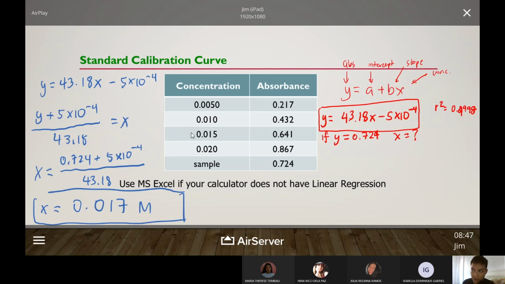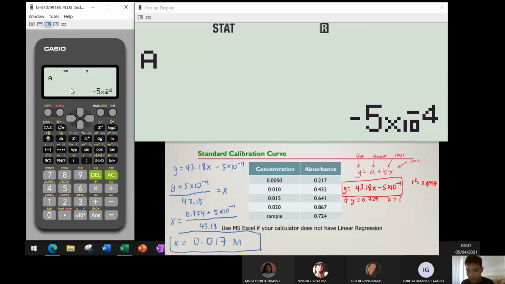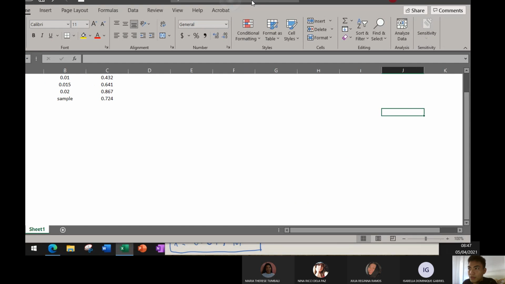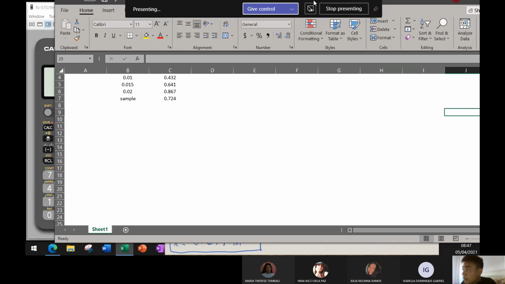Pwede kayo mag-download ng calculator na ginagamit ko. So, sa Casio website, download nyo lang to. Tinuro ko na yung steps dati. Okay. So, download nyo na lang to sa Casio website. 90 days nga lang yan na trial kasi may bayad yan talaga. O kaya, you can use Excel naman. Now, let me show you how to do that in Excel.